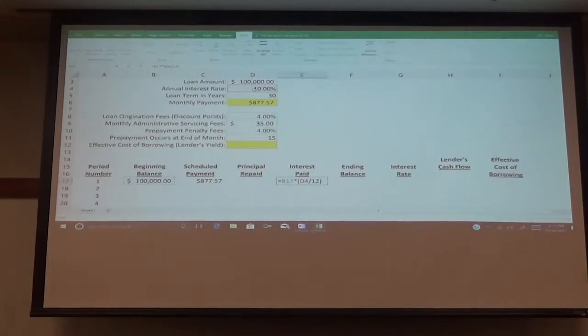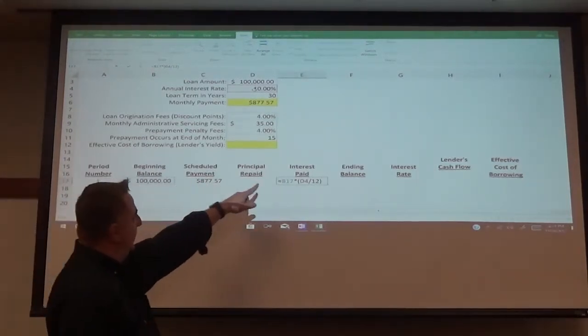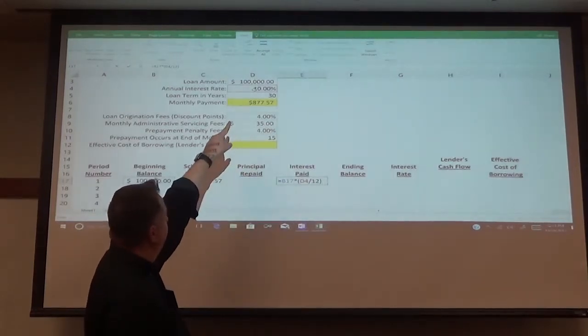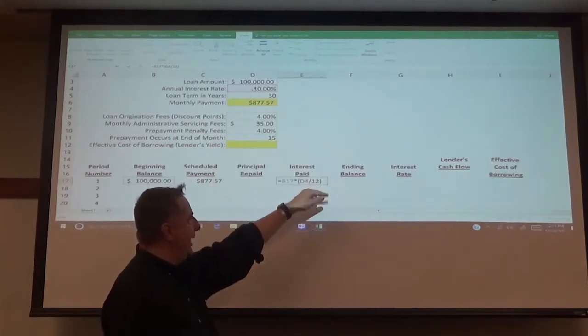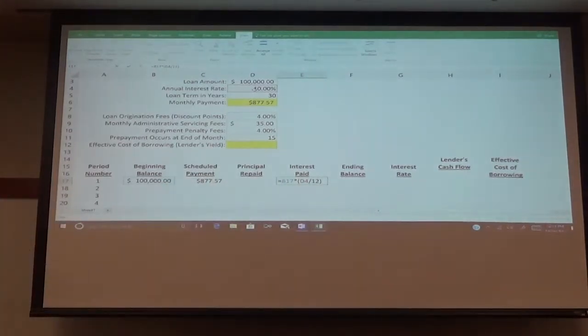Okay, does everybody see that? So once again, taking the beginning balance times the interest rate of 10%, and then because it's on a monthly basis, we're dividing it by 12, and when we hit enter, we get 833.33. Okay, so that is the interest for that first month. Everybody with me? Yes?